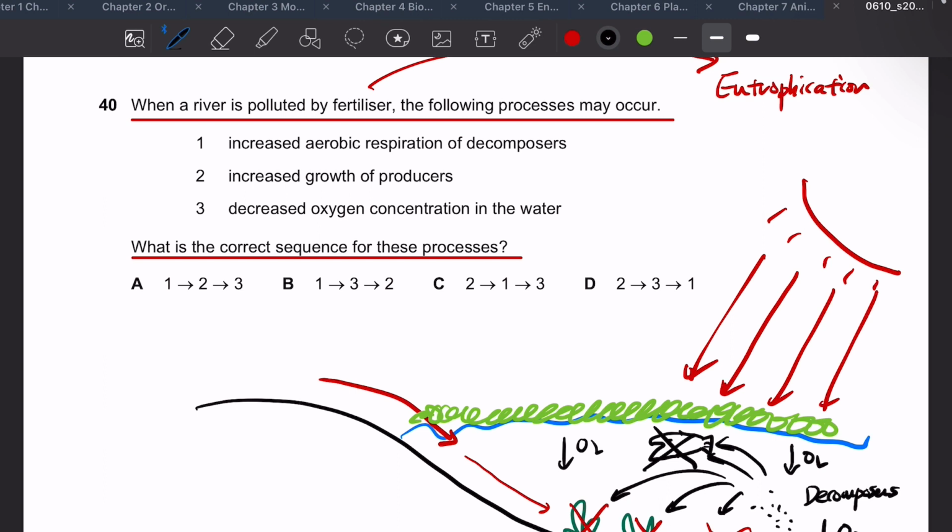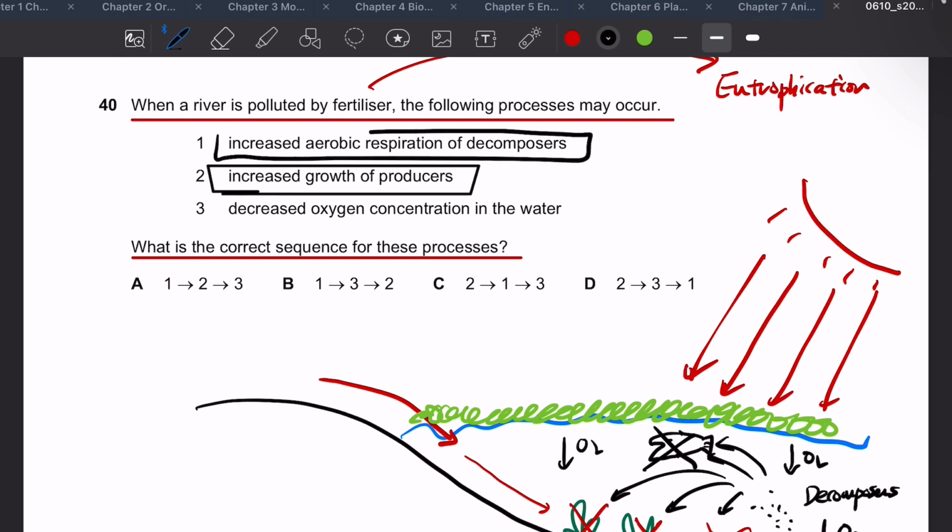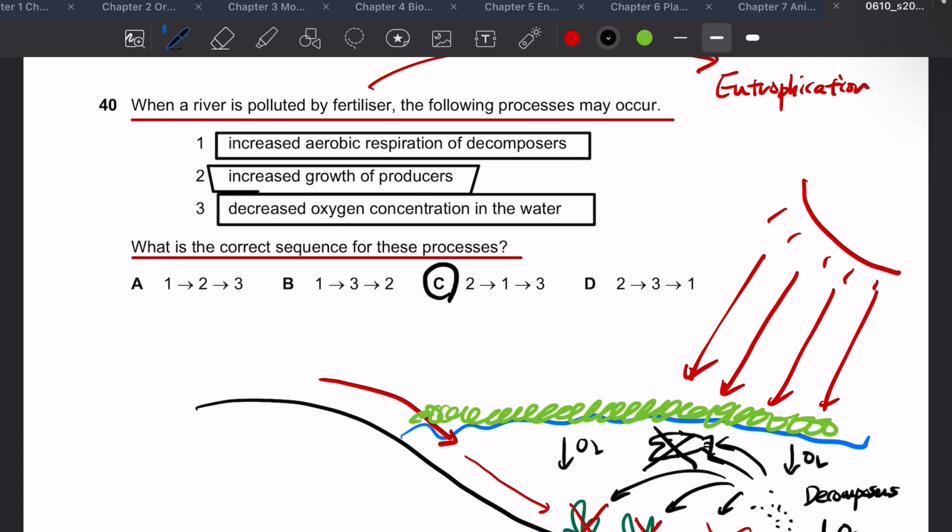So if we identify the order of this process, then the increased growth of producers is the first one. And then the increased aerobic respiration of decomposers is the next one. And then decreased oxygen concentration in the water is the last one. So C is the answer for number 40. Okay?